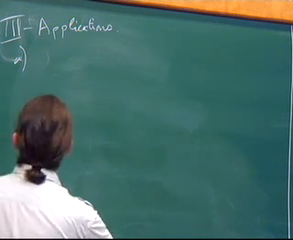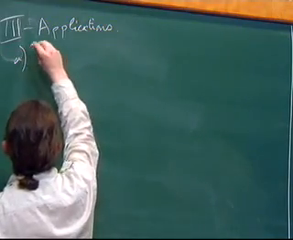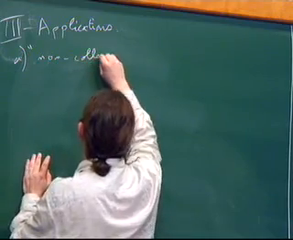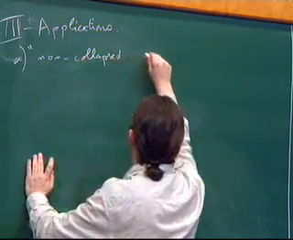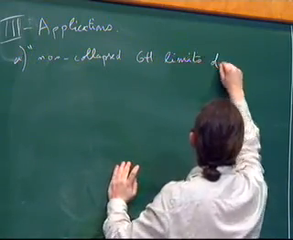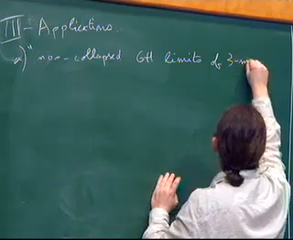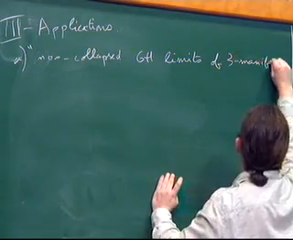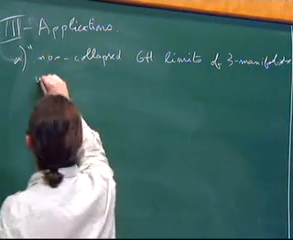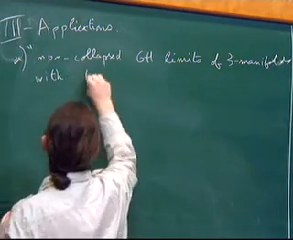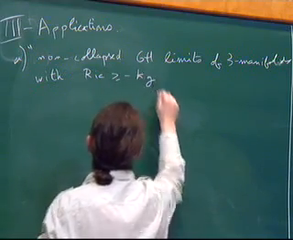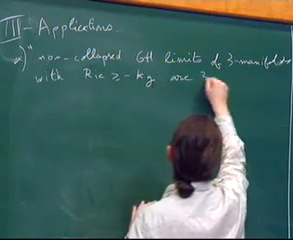I will state it this way. Non-collapsed Gromov-Hausdorff limits of three manifolds with Ricci curvature bounded from below are three manifolds.